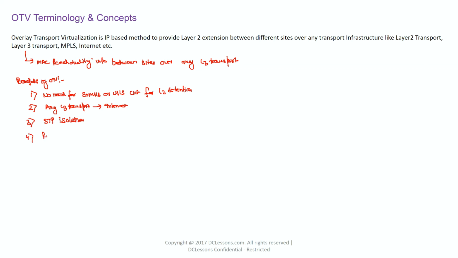Fourth, it filters BPDU, and this is by default. It doesn't allow BPDU to travel across the OTV sites. Fifth, unknown unicast is not sent over the overlay. So unknown unicast is not sent to the overlay.